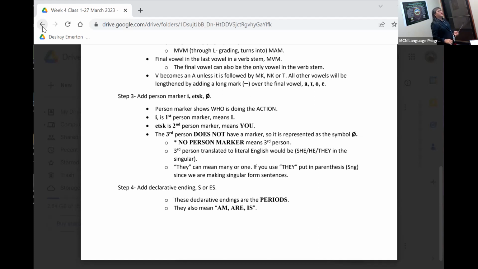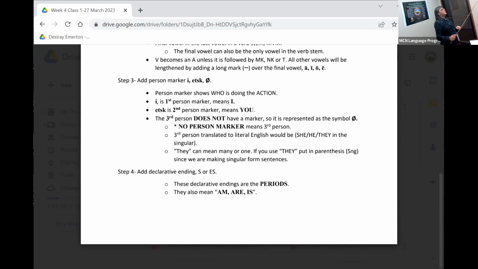And then number 3, add the person marker: I, it's, or 0, or, you know, the parentheses. You can put parentheses, just whatever keeps your mind knowing that there's something there, for those of you who need to go in steps.